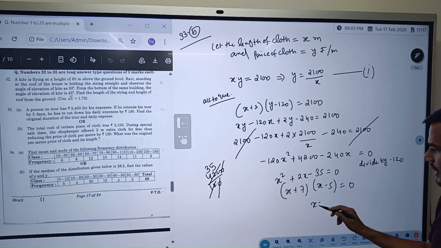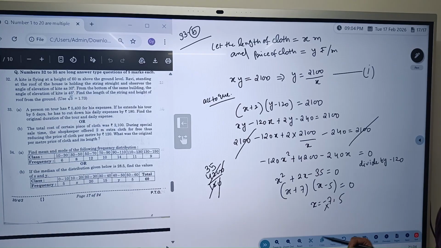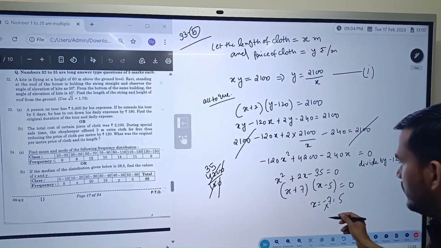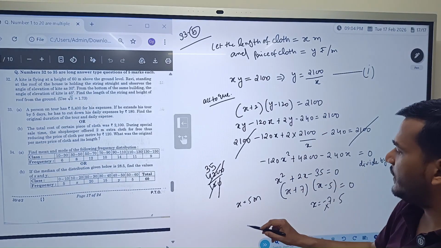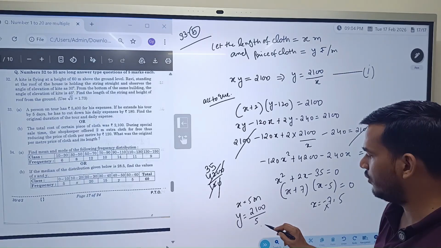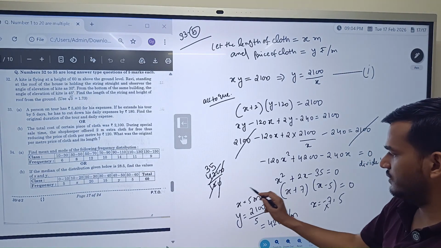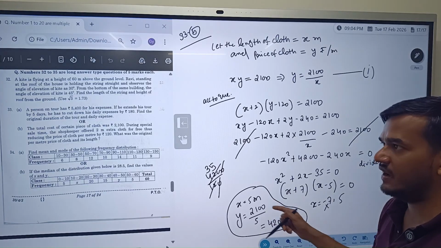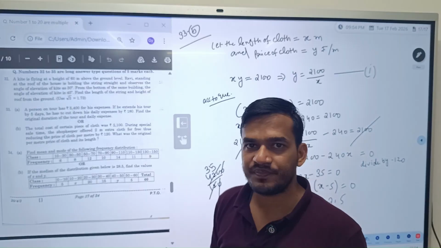So x is equal to minus 7 or 5. Minus 7 is not possible because the length of the cloth cannot be negative. So x equal to 5 meter, the length of the cloth. And the price of the cloth will be 2100 by 5, so 420 rupees per meter. These are the original length and price of the cloth.